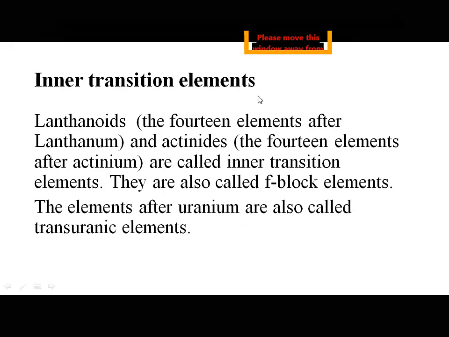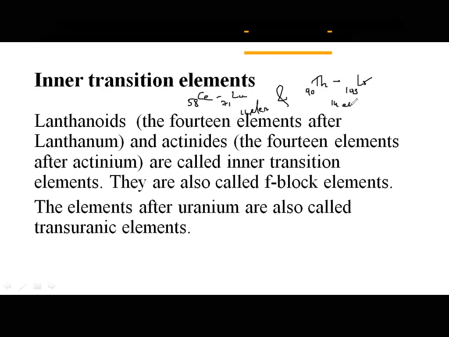Okay. Inner transition metals: lanthanides and actinoids. Lanthanides start from 58 cerium to 71 lutetium, 14 elements. Actinoids start from 90 thorium to 103 lawrencium. These are also 14 elements. They are called inner transition elements. The reason is they belong to the f-block.